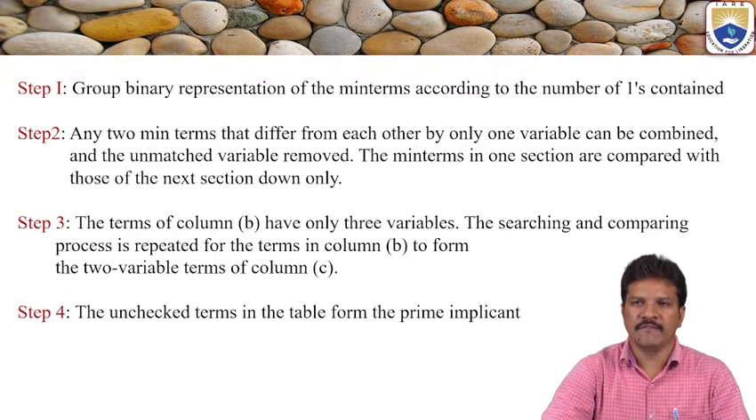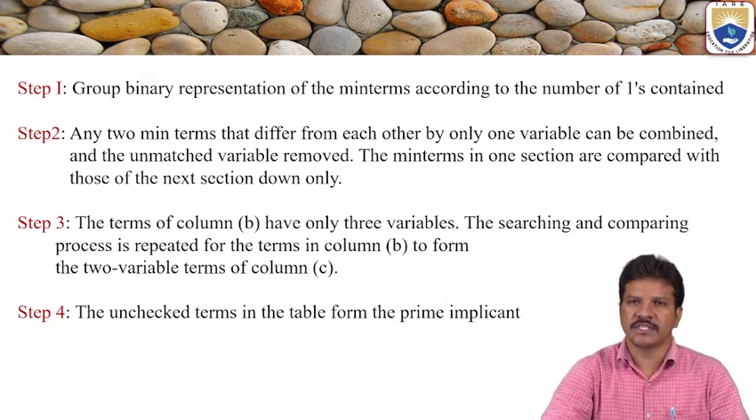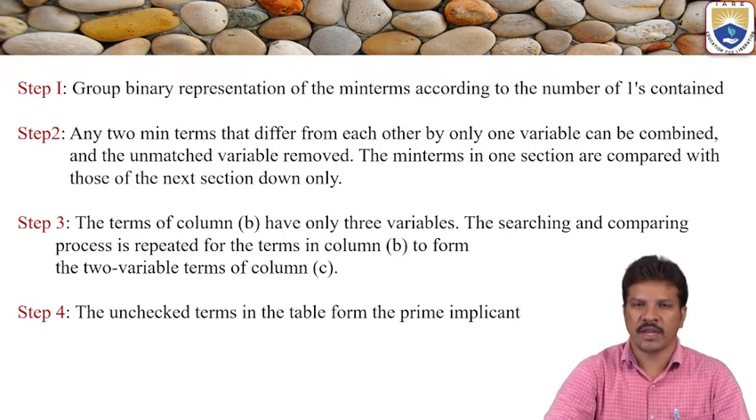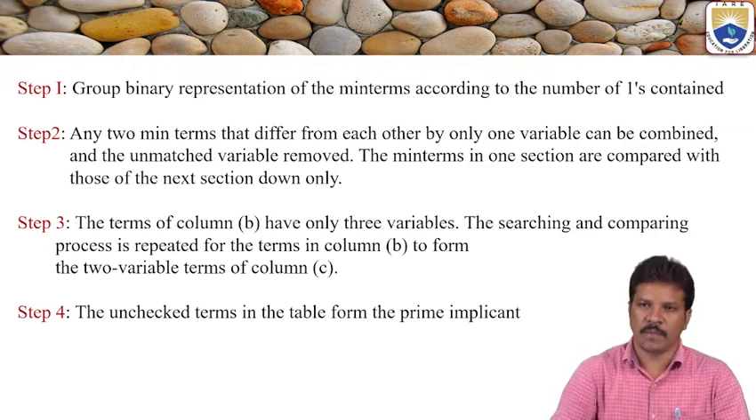the terms of column B have only 3 variables. In the second column, we have 3 variables because one variable is eliminated. Then the searching and comparing process is repeated for the terms in column B to column C. Again, we eliminate the one differing variable, leaving the 2 common variables. After that, we can identify the unchecked terms in the table as the prime implicants.